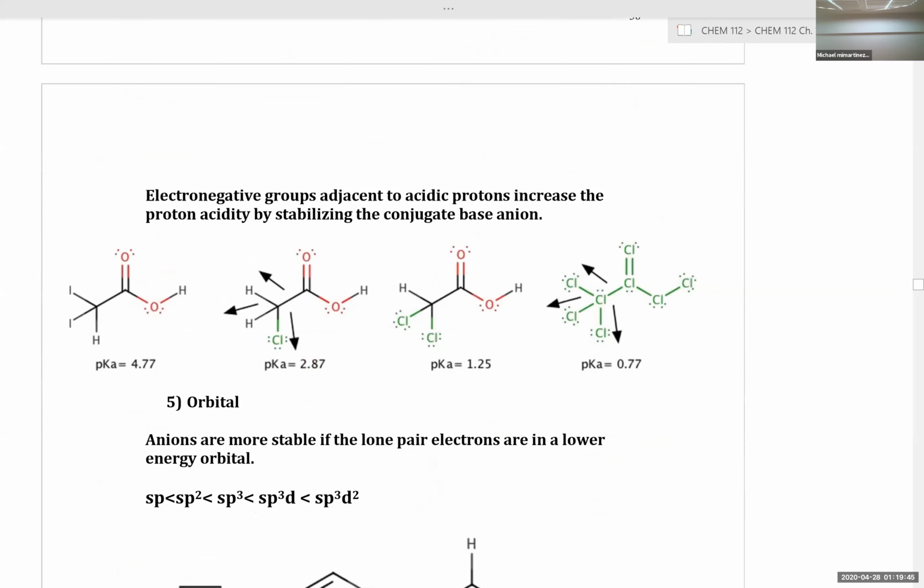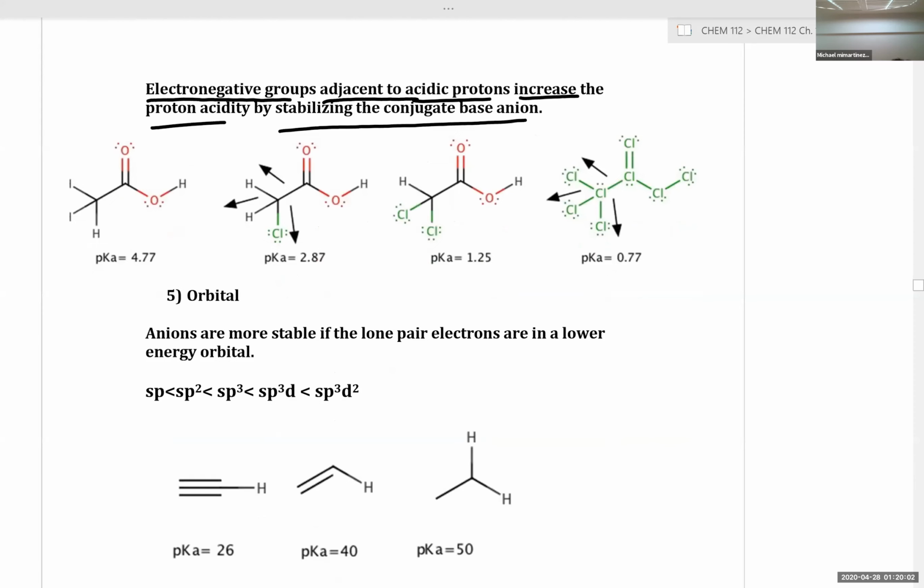Electronegative groups adjacent to acidic protons increase the proton acidity by stabilizing the conjugate base anion. So anions are stabilized via inductive effects. Oops, this one, cross this out and draw the correct structure. Sometimes the structure drawing program gets a little too adventurous.